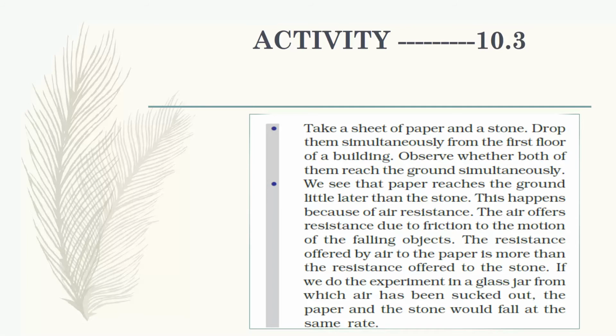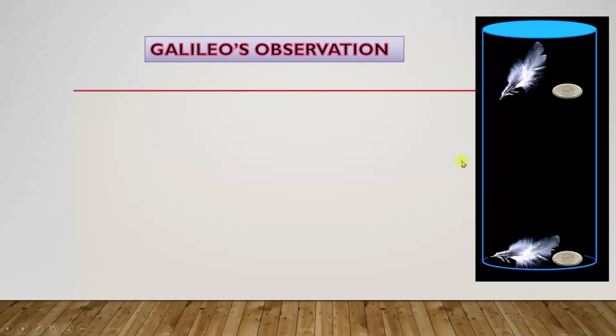फ्री फॉल कब होगा? देखो लास्ट में, if we do this experiment in a glass jar from where air has been sucked out, पूरा fully vacuum is there, then this paper and the stone will fall at the same rate. Actually बेटा ये गैलीलियो की observation भी थी. गैलीलियो what he did was he took one glass jar और उसने बीच में से उसमें air को evacuate कर दिया. Vacuum pump की help ली और बीच में से air was removed.